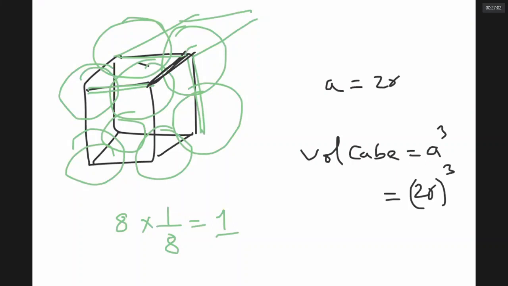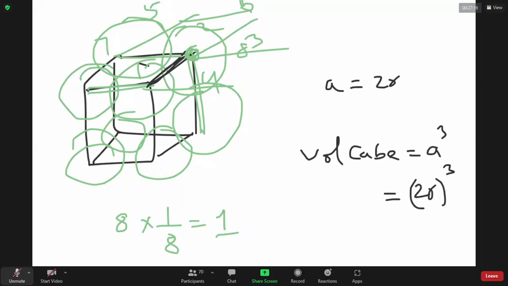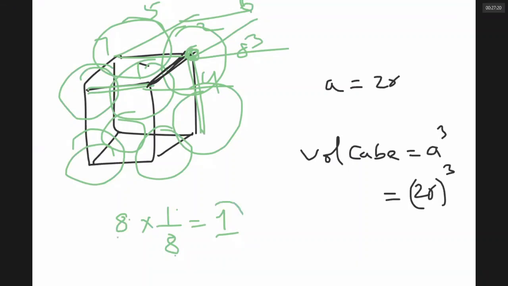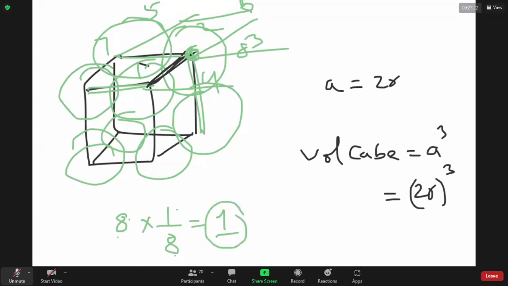Each corner is shared by how many unit cells? 1, 2, 3, 4, 5, 6, 7, 8. Every corner is shared by 8 unit cells. Therefore, every particle in the corner is contributing only 1 by 8. 8 into 1 by 8. Effectively, each simple primitive unit cell has one spherical particle per unit cell.